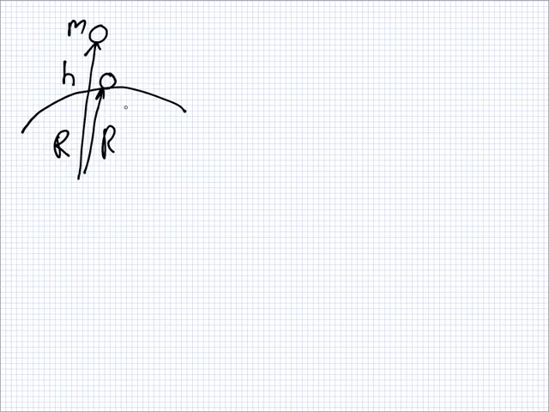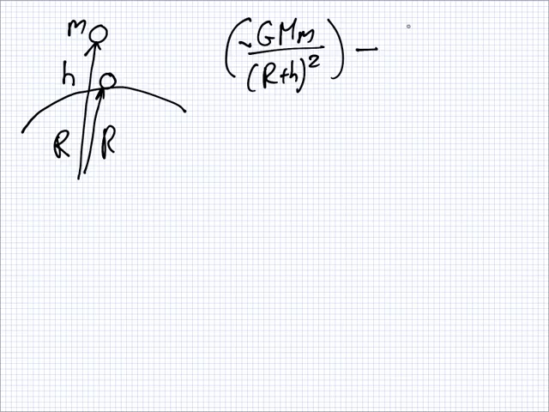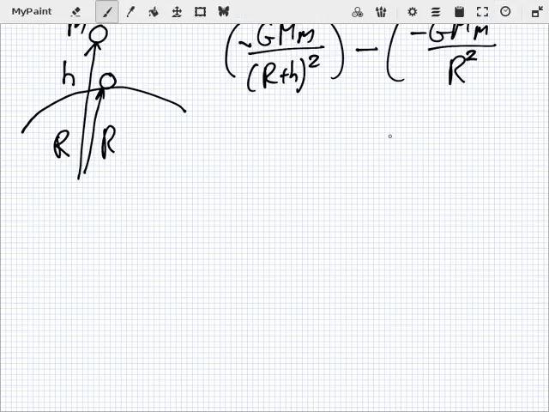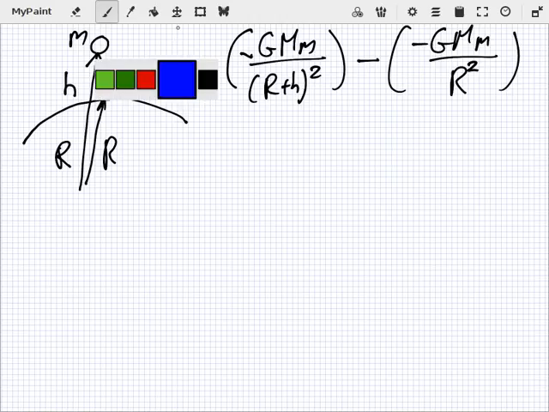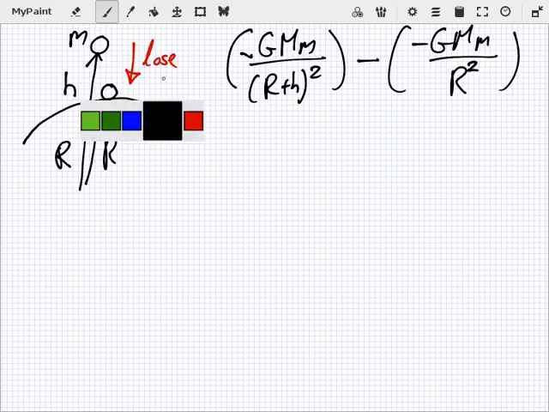So how much potential energy did it lose using the new formula? Well, on the top it was minus GMm over (R plus H) squared. And then on the bottom it's minus GMm over R squared. No, sorry, I didn't put it in arrows. This one again also goes down. So it loses, we think, potential energy.